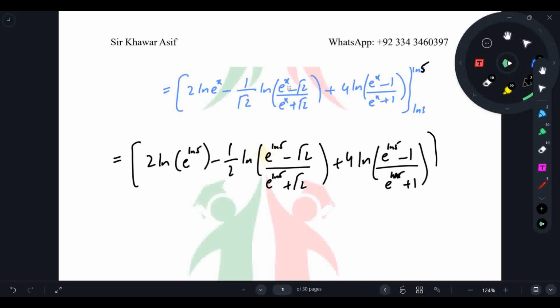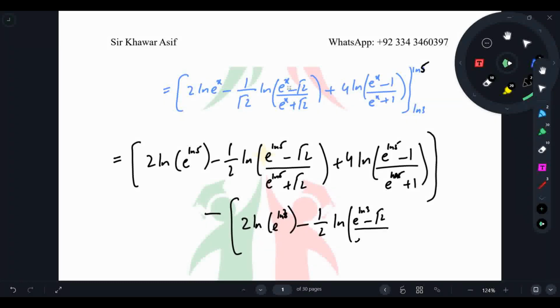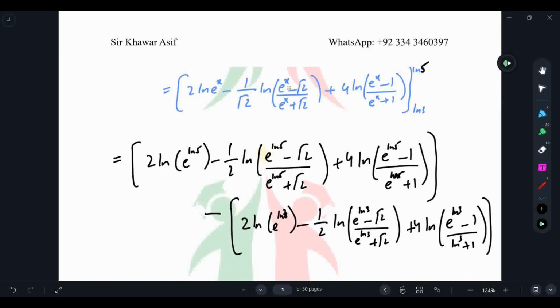So this one is upper limit minus lower limit. Lower limit will be 2 natural log of e power natural log of 3 minus 1 by 2 natural log of e power natural log of 3 minus square root of 2 divided by e power natural log of 3 plus square root of 2, plus 4 natural log of e power natural log of 3 minus 1 divided by e power natural log of 3 plus 1. So this one is basically upper limit minus lower limit.